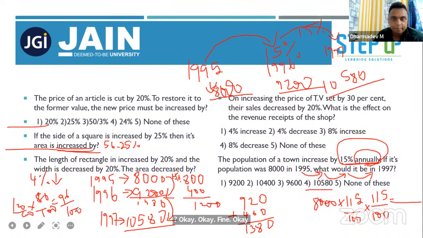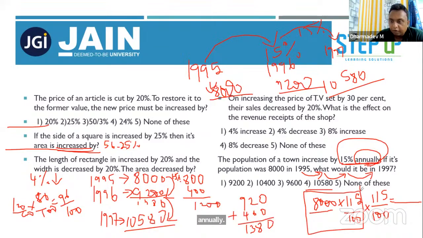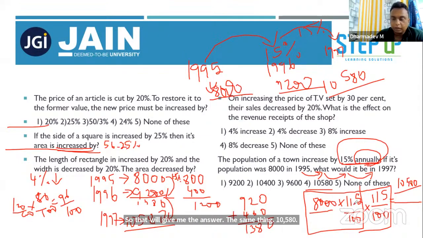Anybody else? So I can take it up by this method also, Mr. Christian. For 8,000, I will find 115% because it is a 15% increase annually. Whatever answer I get, again I will find 115% of it. That will give me the same answer, 10,580, no changes. If you take this as a formula, 8,000 into (1 + 15/100), again into (1 + 15/100), because it's for 2 years. Okay, fine. Any other doubts?